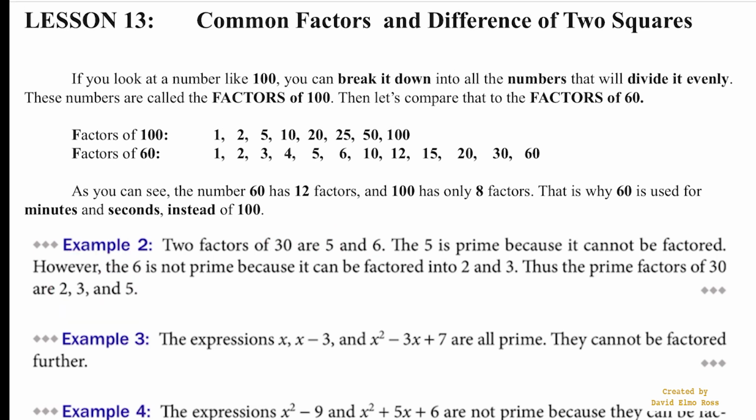Now this also applies to expressions such as x, x minus 3, and x squared minus 3x plus 7. These are all prime because they cannot be factored further. They can't be broken into simpler expressions.